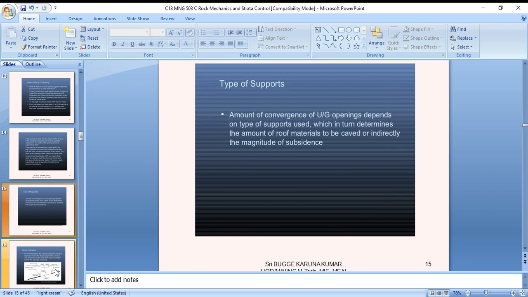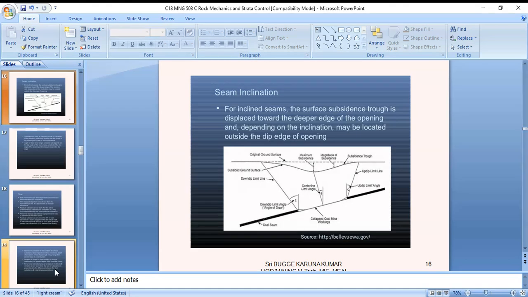Coming to the other factor, the type of supports: which type of supports you are using is also one of the influencing factors. Account of convergence of the underground opening depends on the type of supports used, which in turn determines the amount of roof material to be caved, or indirectly the magnitude of subsidence.